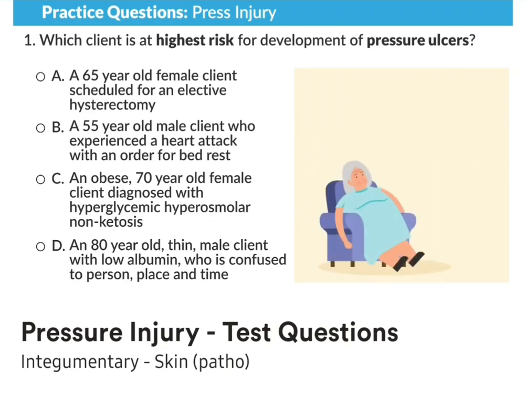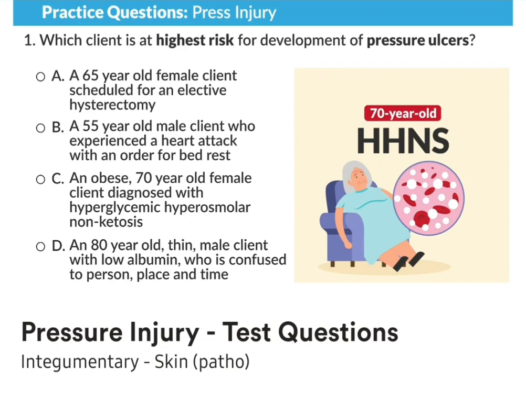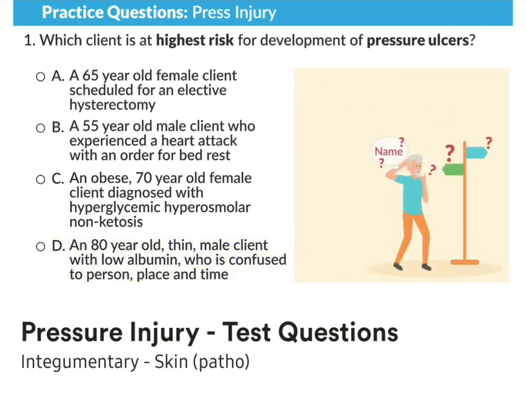Now, option C, an obese 70-year-old female client diagnosed with hyperglycemic hyperosmolar non-ketosis. Woohoo! Big long word for HHNS, that type 2 diabetic problem. Now, this option was pretty tricky. Sure, the client is obese, they're 70 years old, and in a diabetic crisis. But option D is the most at risk. So option D is the most correct. So let's break it down.